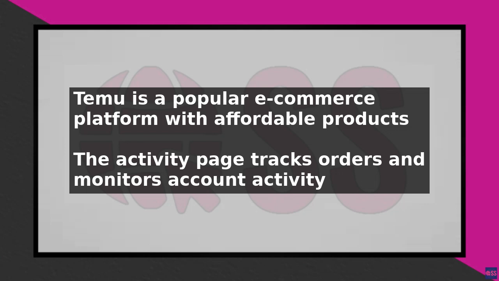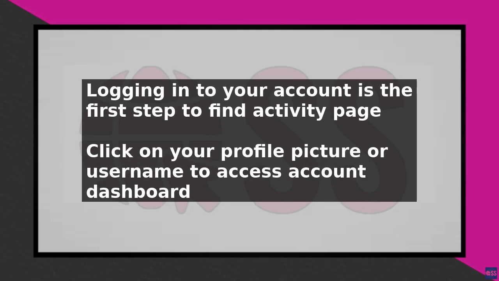To find the activity page on Temu, start by logging into your account. If you do not have an account, you can create one by clicking on the Sign Up button and following the registration process. Once you are logged in, click on your profile picture or username at the top right corner of the page. This will take you to your account dashboard.